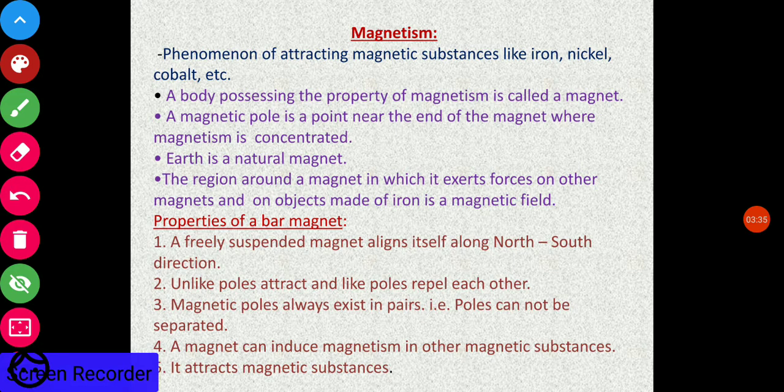A magnet can induce magnetism in other magnetic substances. That means, as you have studied in previous classes in 6th or 7th, if you rub a magnetic material with a piece of magnet, then after some time the magnetic material will also get the property of a magnet, that is, it starts attracting other magnetic material. A bar magnet attracts magnetic substances. It is a very common property by which we can know that this substance is a magnet.